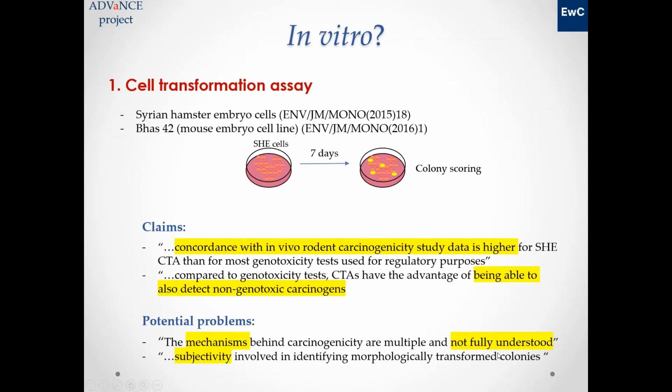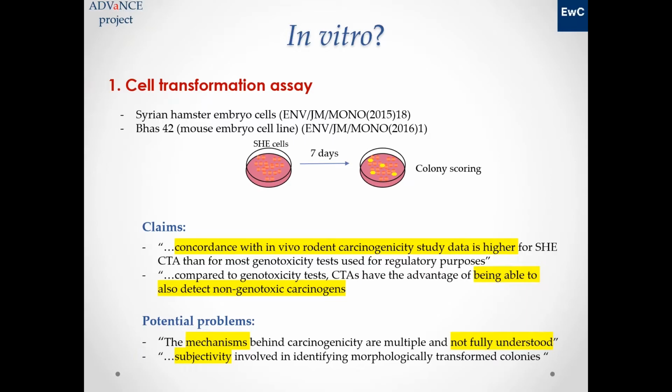In vitro, what do we have? We have the cell transformation assay. We have different types; I just gave an example, the SHE assay or the BHAS assay, and both have a similar principle. You have exposure for a certain number of days, then colony scoring. The claim is that we have quite a high concordance with the in vivo rodent carcinogenicity data, and that they are also able to detect non-genotoxic carcinogens.